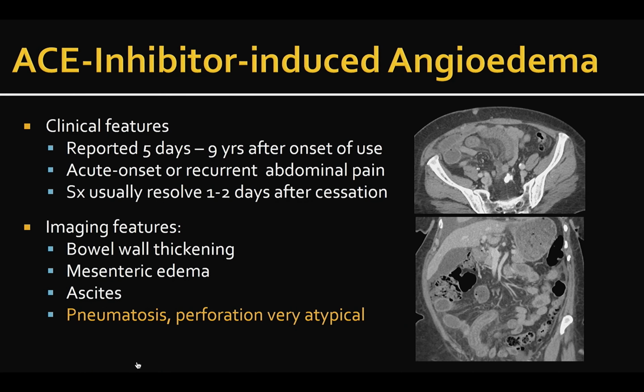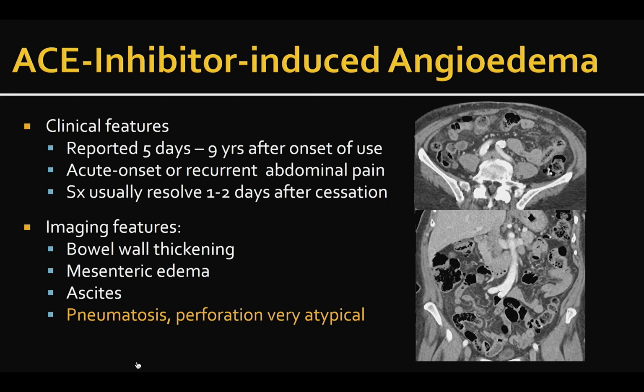The imaging features can be relatively nonspecific and include bowel thickening, mesenteric edema, and ascites. Note that pneumatosis and perforation is very atypical, and follow-up may be useful, such as in this case where a patient had nonspecific bowel thickening, mural stratification, and mesenteric edema. Their ACE inhibitor was stopped, and they had this negative CT 2 weeks later.